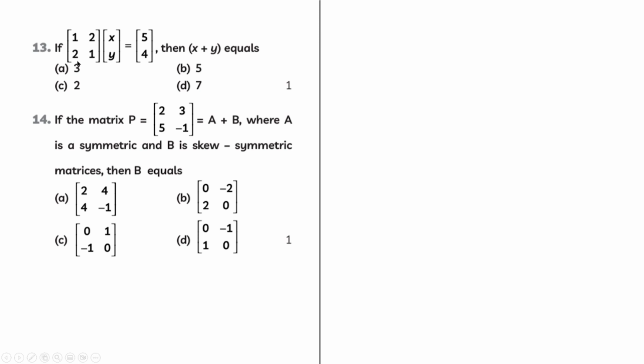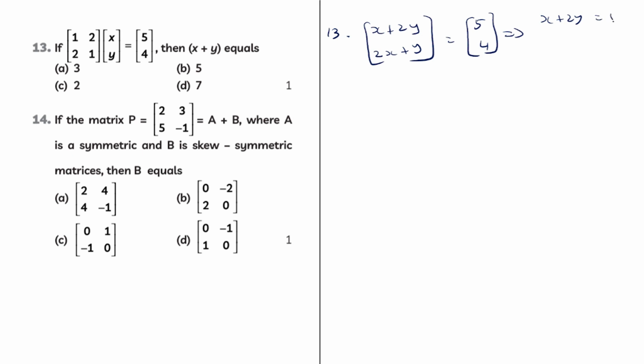Next question, if 1, 2, 2, 1 into x, y equal to 5, 4, then x plus y equal to. So first we have to multiply these two matrices and equate it to this matrix, then find the value of x and y, and then find x plus y. So here if we multiply these two matrices, we get x plus 2y and then 2x plus y. This is equal to the matrix 5, 4. So from this we have x plus 2y equal to 5 and 2x plus y equal to 4. Now if we solve these two equations for x and y, we can find the values.